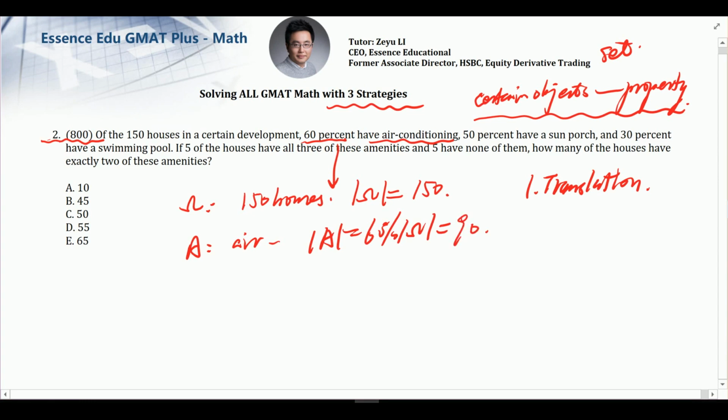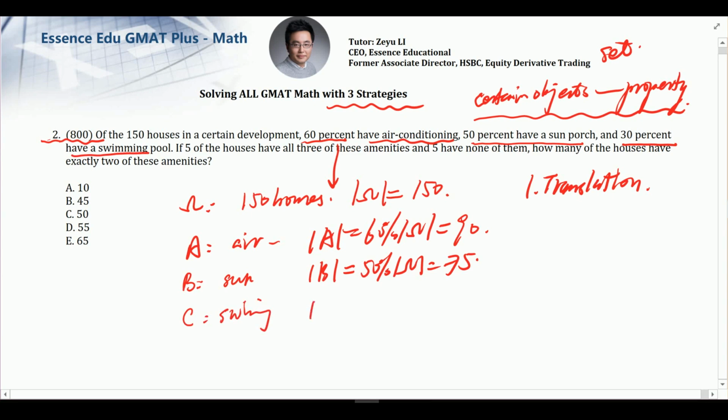Let's continue to translate. 50% have a sun porch, so I define a new set B, those houses with a sun porch. The number of items in B is 50% of Omega, which is 75. 30% have a swimming pool, so I define C as those houses with a swimming pool, so the number of items in C is 30% of Omega, which is equal to 45. This is the translation so far.